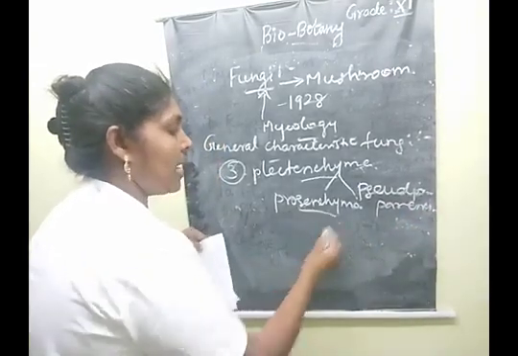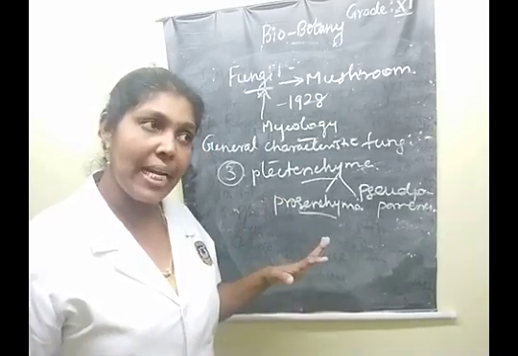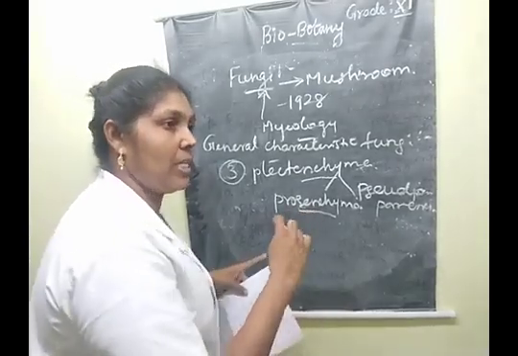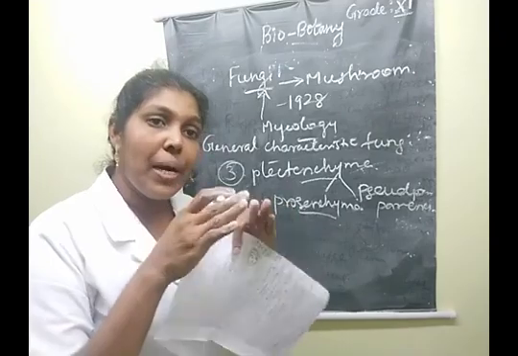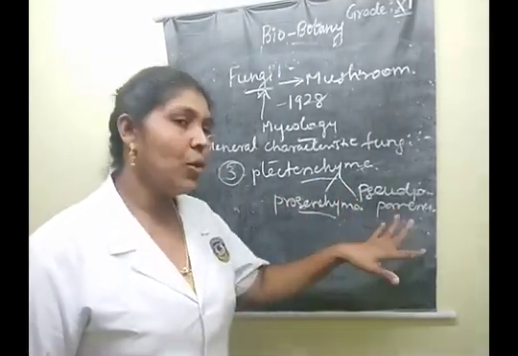Prosenchyma means a fungal organism that is loosely arranged, but the hyphal cells are parallel to one another. Clear? Prosenchyma is the loose arrangement of the mycelium, the hyphal cells, parallel to one another. That condition is known as prosenchyma.